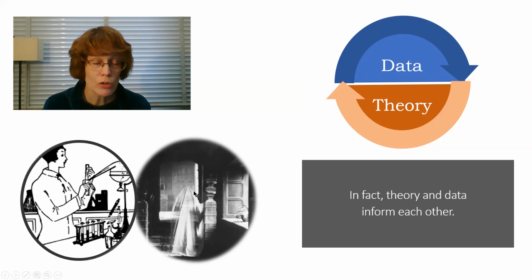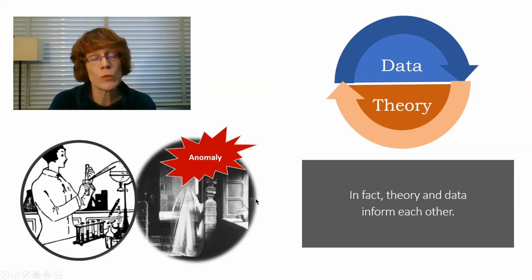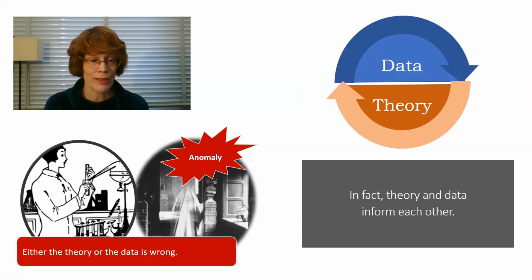The ghost, for your friend, is going to be what we can call an anomaly. An anomaly is just a piece of data or an observation that doesn't fit the theory. If your friend is right, what she's seeing might be many things, but a ghost it is not, right? On the other hand, if she is in fact seeing a ghost, then her theory can't be right. That's what makes an anomaly anomalous. What we have here then is that either the theory or the data has to be wrong.